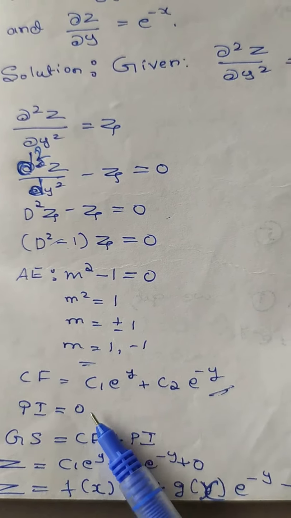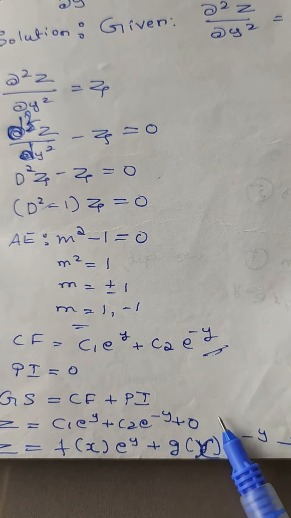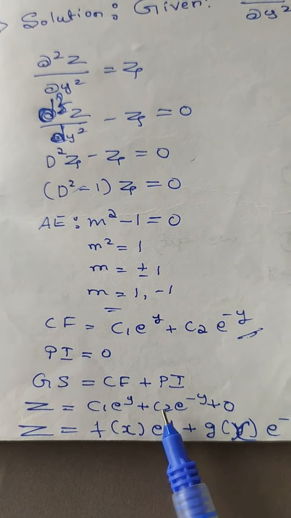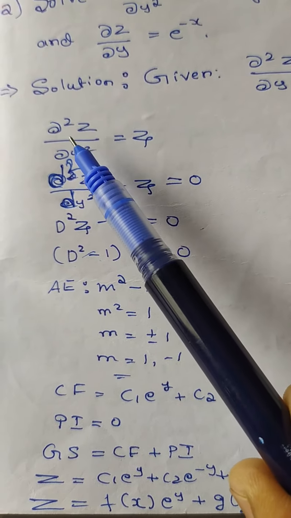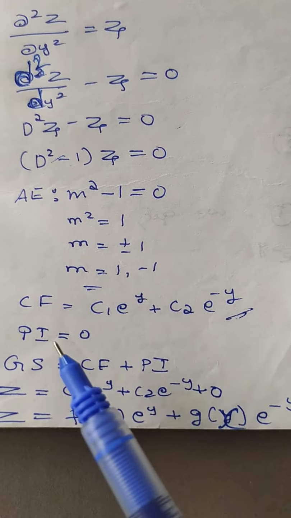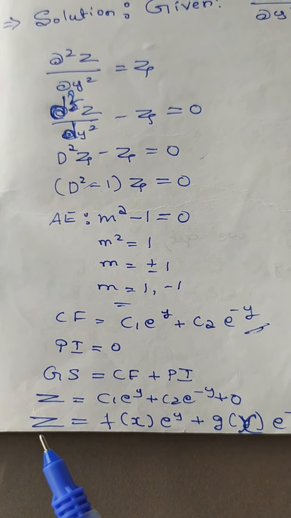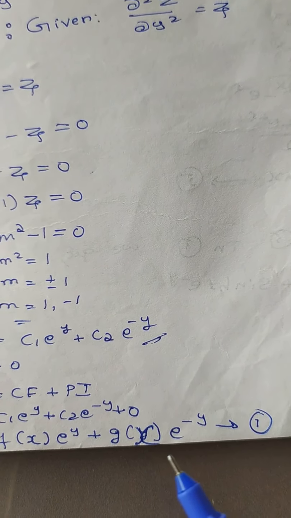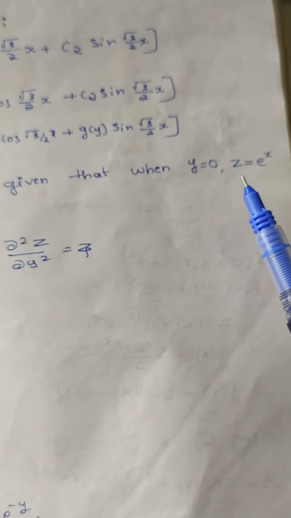Got it? Then PI is 0. Write the general solution: C1 e power y plus C2 e power minus y plus 0. Now replace C1 and C2 by f of x and g of x, because while differentiating z partially with respect to y, we treat x as constant two times. So take f of x and g of x instead of C1 and C2. Therefore the solution is z equals f of x e power y plus g of x e power minus y. But you have to find f of x and g of x using the given conditions.